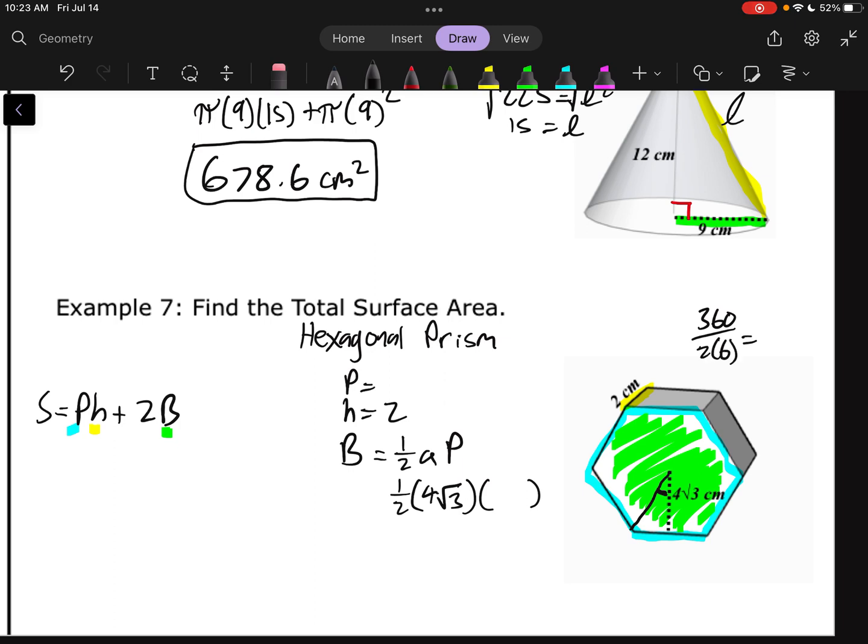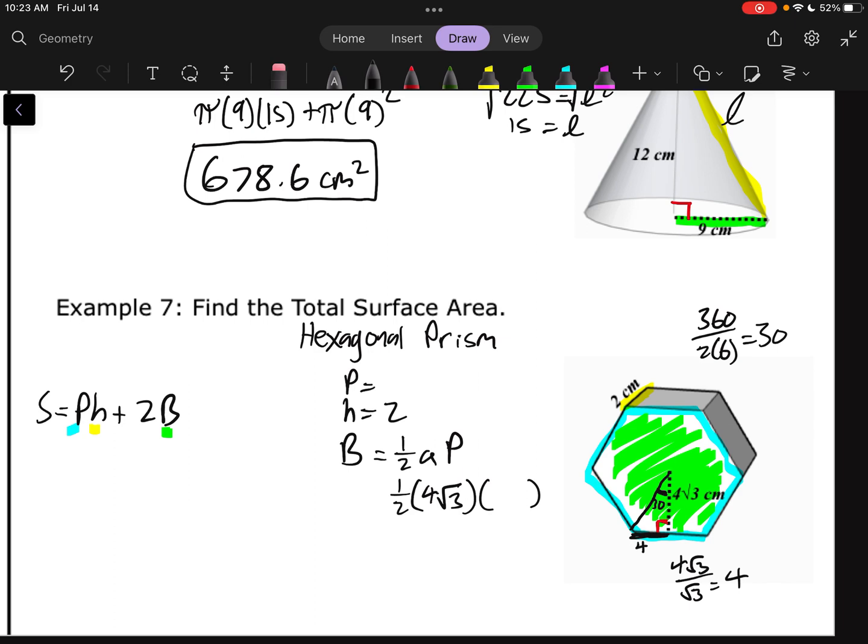There's 6 sides on the hexagon, so we do 360 divided by 2 times 6, and we get 30. This is a little 30-degree angle up there, which means that that little triangle is a 30, 60, 90 triangle. And for 30, 60, 90 triangles, if we want to find the short leg of it, this part right here, we can take the long leg, which is the 4√3, and divide it by √3. 4√3 divided by √3 is 4.